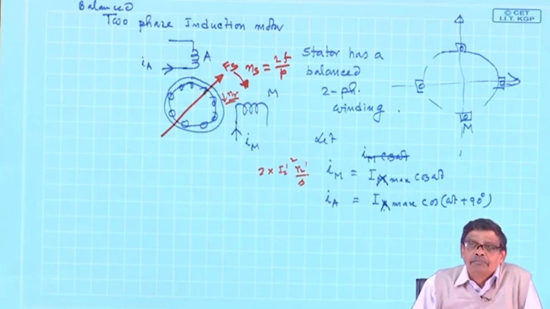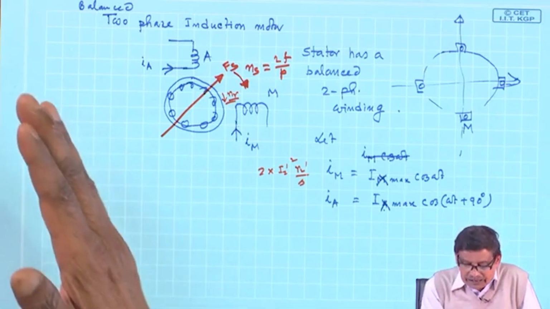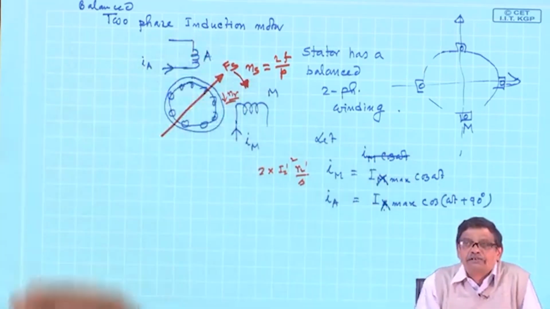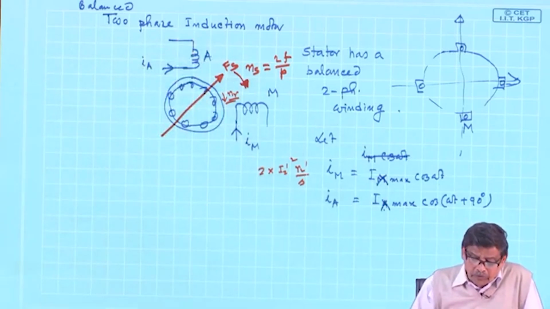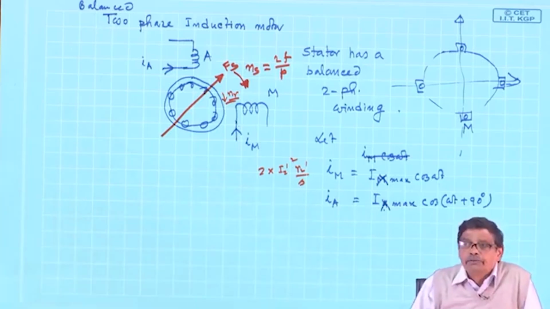What will you be doing? You require a balanced 2 phase supply. So, you must have read in your transformer connections, you invoke the Scott connection, which will change that 3 phase supply to a balanced 2 phase supply, then connect this motor. In any case, that is another investment you have to make.